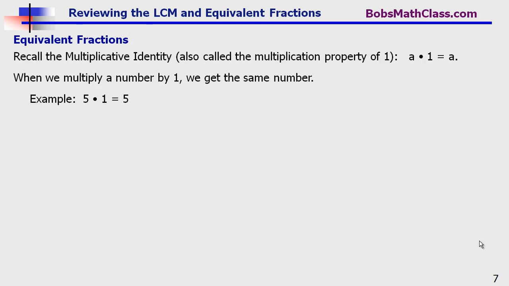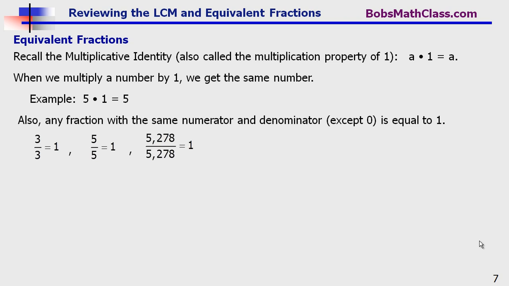Equivalent fractions. Recall the multiplicative identity. It's also called the multiplication property of 1. Probably because a lot of people can't say multiplicative, so they just change the name to multiplication property of 1. If you multiply any number by 1, what do you get? You get the same number, a. So a times 1 equals a. Example, 5 times 1 is equal to 5.